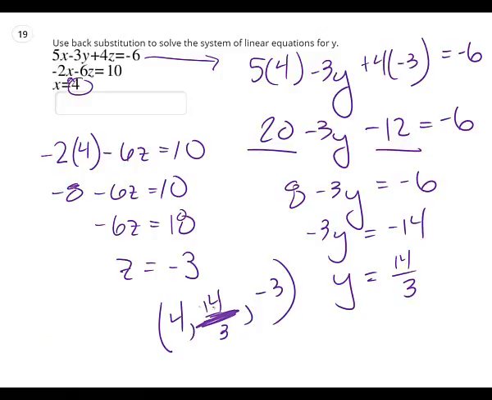Oh, it only asks for y? Even better. It's just going to be 14/3, right? Why is it good to only ask for y? Didn't you have to solve it all the way to get to the y? Yeah, I know that you had to do all those other parts, but if you got to the y correctly, you did it right.